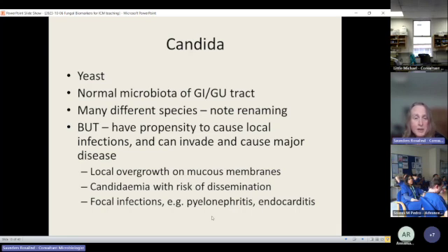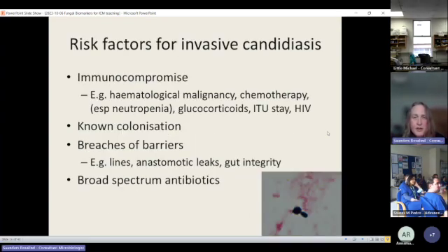maybe from a nephrostomy, and especially for the people at the Royal, bowel surgery, where there's contamination of the peritoneal cavity, you could potentially set up a candida infection there in what should be a sterile space. So the risk factors for invasive candidiasis is anything that will cause you to be immunocompromised. If you are known to be colonized, then that puts you at higher risk. If you have breaches of barriers, and if you've been on broad spectrum antibiotics.